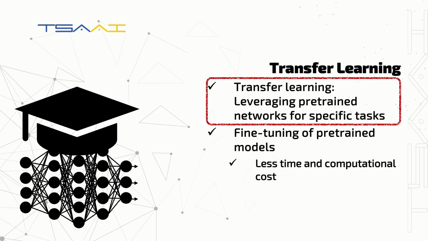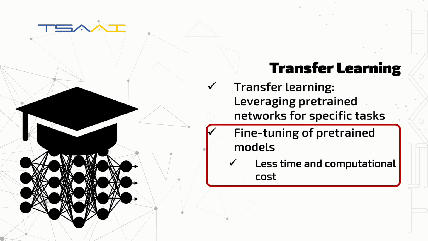Training deep CNNs from scratch requires huge amounts of image data and computational resources. Transfer learning provides a solution by leveraging pre-trained networks for specific tasks. By fine-tuning pre-trained models on smaller datasets, practitioners can achieve remarkable performance with less time and computational cost.